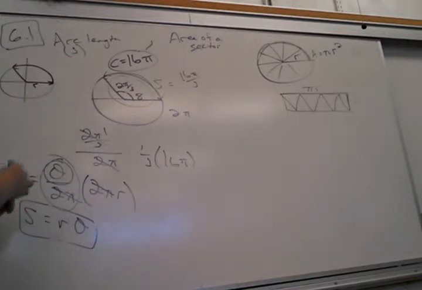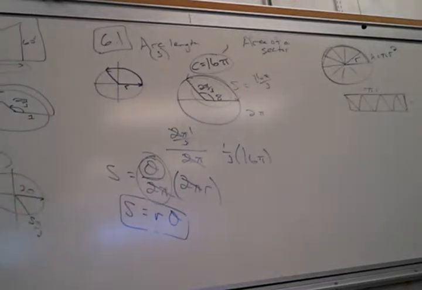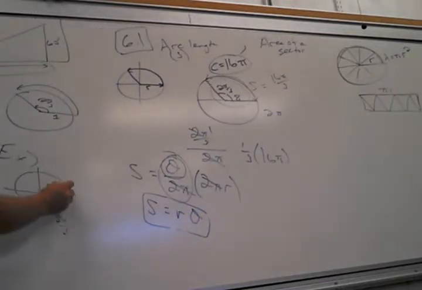So they would have to tell you. So another example, if I had somebody who walked through, let's say 5 pi over 3 radians, and the radius of this is 20. If they walk through 5 pi over 3, how long is that?